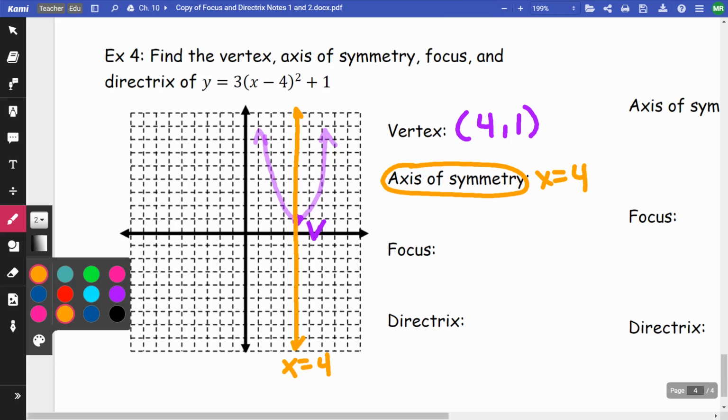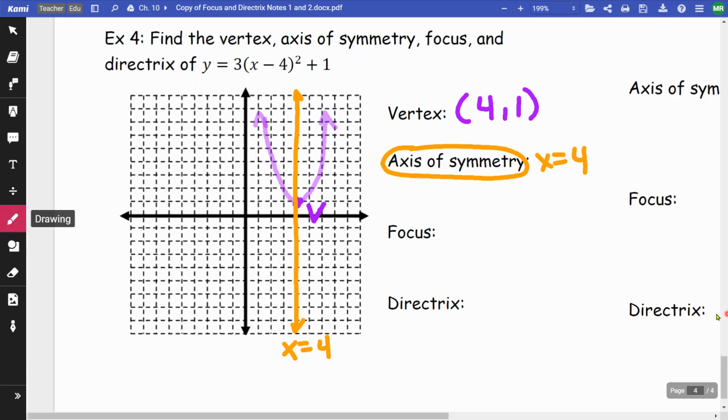Now, my focus is going to be a point somewhere on this axis of symmetry, but up here inside, not down here. Up here somewhere on this line is going to be my focus. Beneath, at the same distance, I'm going to have my horizontal line. That's going to be my directrix.